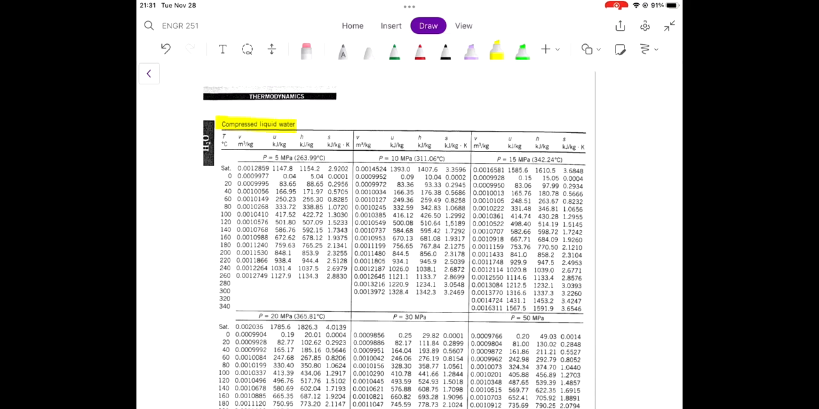Let's begin with identifying a compressed liquid. Note, a substance is considered to be a compressed liquid when the pressure is greater than the saturation pressure for a given temperature. As you can see, the table begins at 5 megapascals and increases each section.